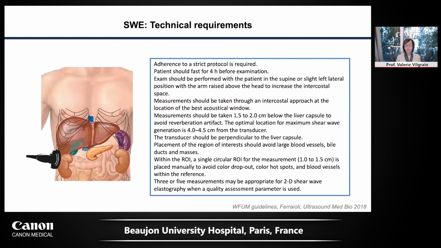Indeed, as a new technique, we have to fulfill the requirements. So I don't want to emphasize too much this. This is very well explained in the guidelines, but I just want to stress that it is very important to have adherence to a strict protocol, because the diagnostic value of shear wave elastography is based on patient status and also the technical part of the exam.